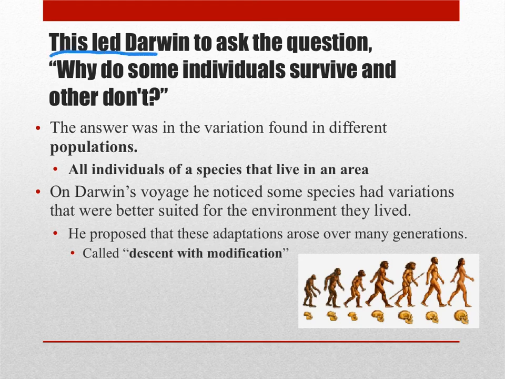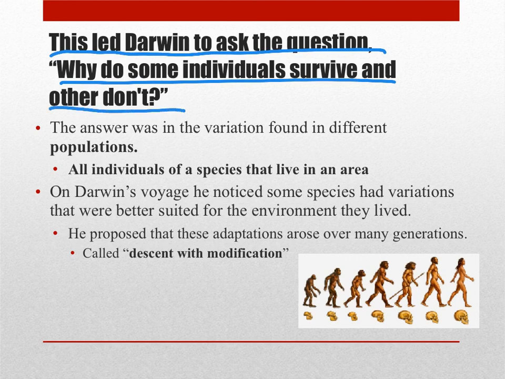So these ideas led Darwin to ask, how come some individuals survive and some don't? The answer was found in the variation within populations. A population is all the individuals of a specific species that live in an area. On Darwin's voyage, he noticed some species had variations that were better suited for the environment in which they lived. He proposed that these adaptations arose over many generations, which he called descent with modification. Descent meaning coming from a common ancestor, but modification because they are adapting. They're taking these traits that were best suited for their environment and passing them to their offspring. So over time, that becomes more of the norm.